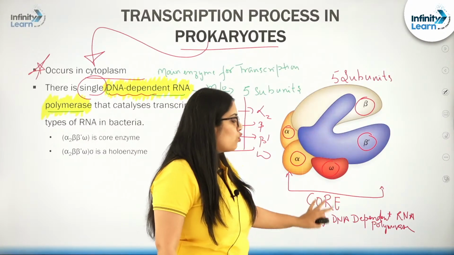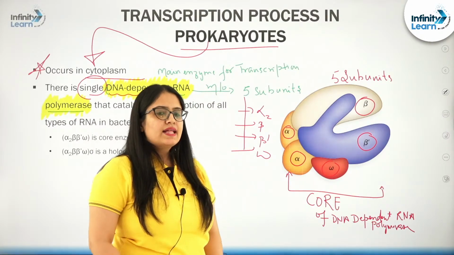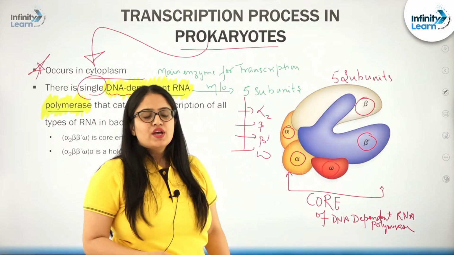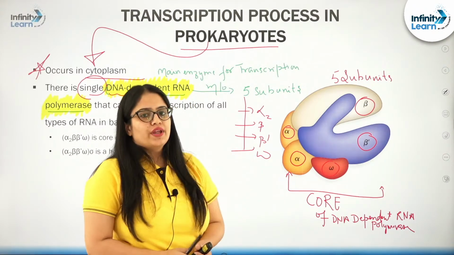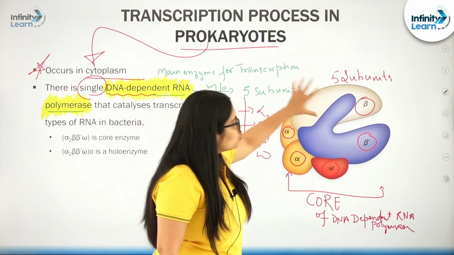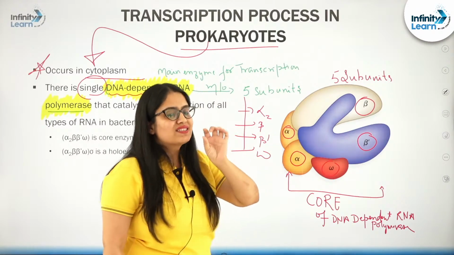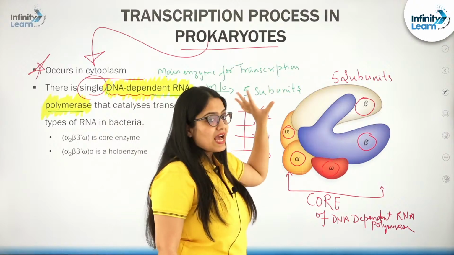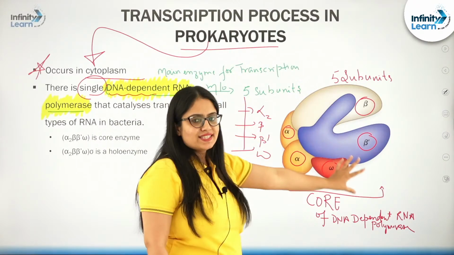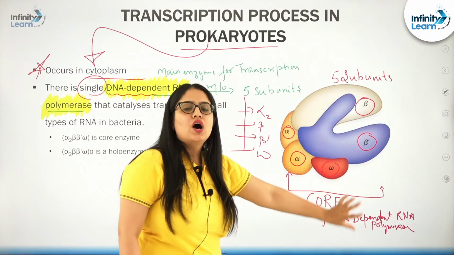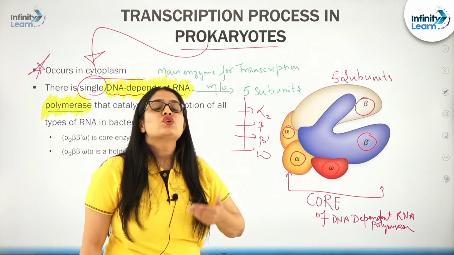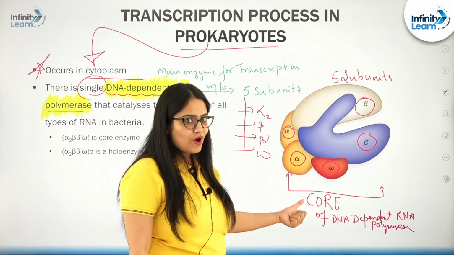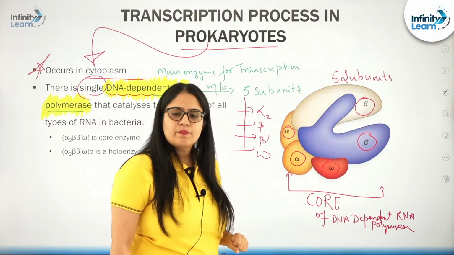This makes the core of this enzyme, right? There's another unit known as sigma. When the sixth unit, the sigma, the initiation factor, attaches to the core of this enzyme, it makes the RNA polymerase holoenzyme. This is the core part, right? The core part of this enzyme.